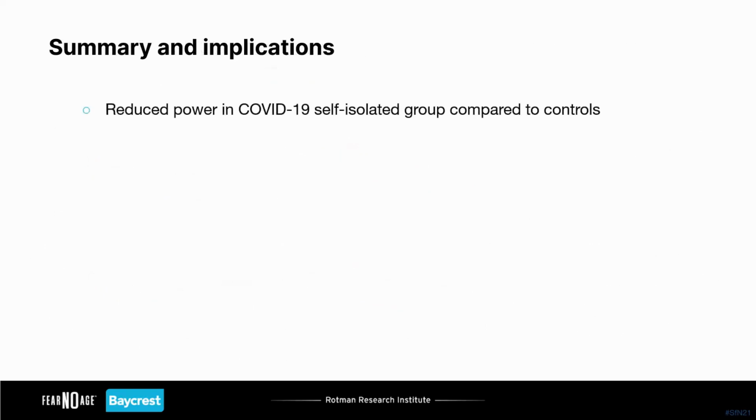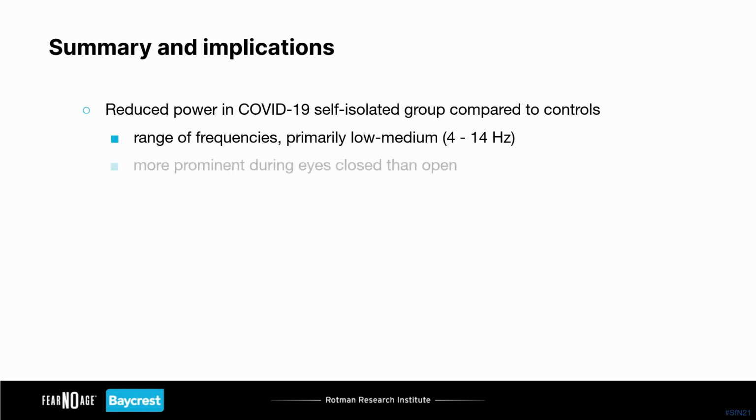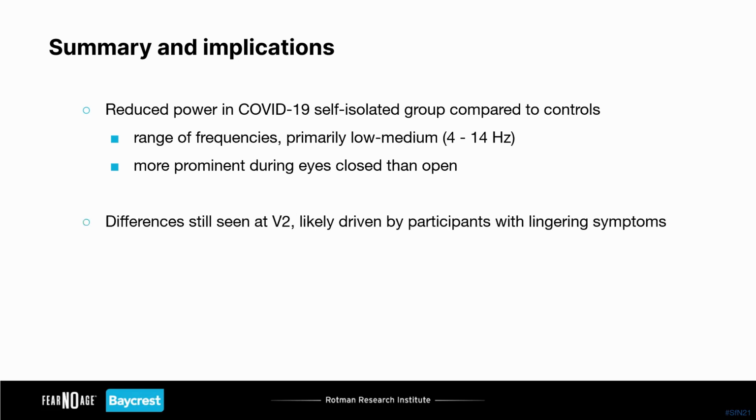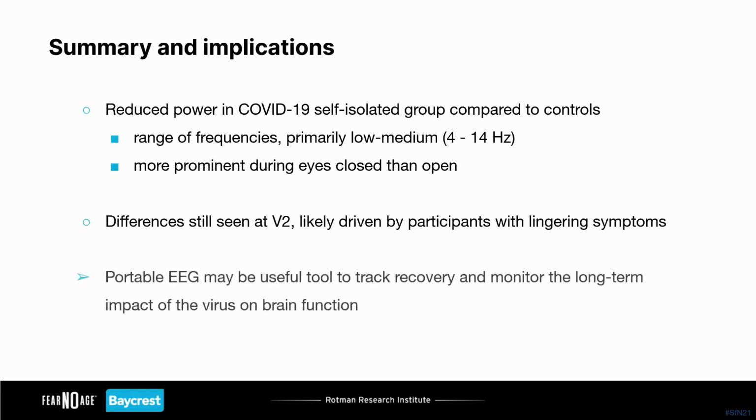So just to summarize, we overall see evidence of reduced power in EEG in COVID-19 isolated groups over a range of frequencies, but primarily in the lower band, although there is also some results in the beta band. We saw it more prominently in the eyes closed condition. And differences that are still seen at V2 are likely driven by participants who continue experiencing symptoms. And I guess this reduction in power, I think, echoes back to Will's results about the cerebral blood flow that he just showed, looking at reductions in the cortical thalamic loops.